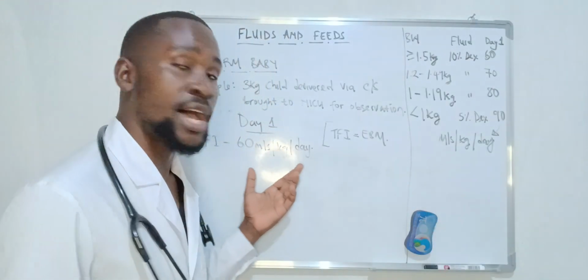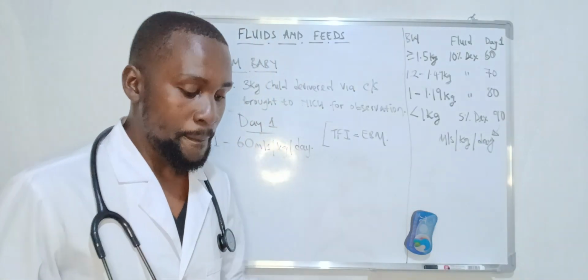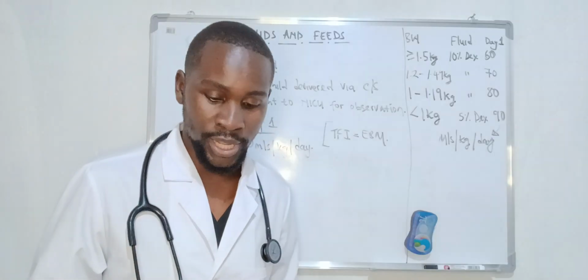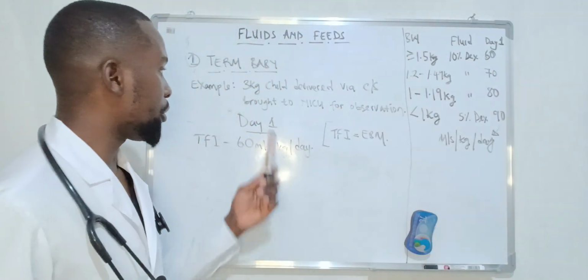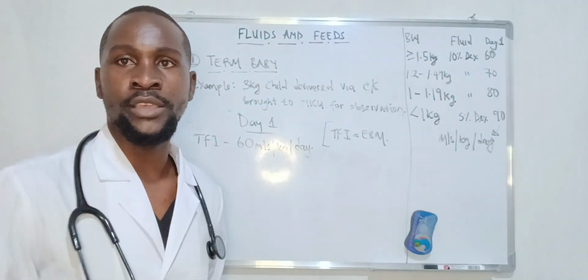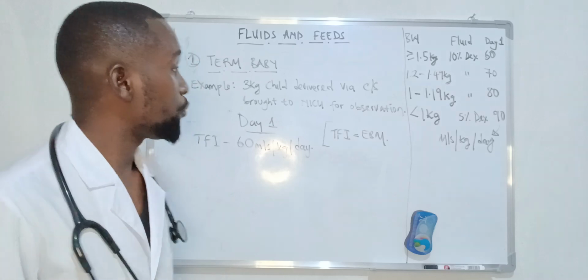So you started at 60 ml per kg per day. So how are you going to proceed? Let's calculate, let's work this out. How are we going to feed this child on the first day when they come to NICU? How do we feed this child?